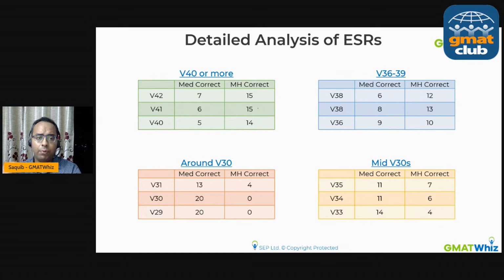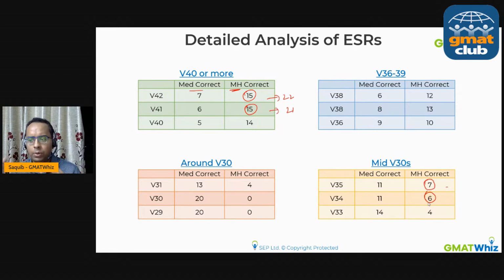So you can understand, to get a V41, 42, you need to get about 21, 22 questions correct, and they are of medium, high difficulty level. And you need to get about 15 medium hard questions correct out of the 36 questions that you're getting. If somebody's looking at the 34, 35, then that's totally fine. You have to just get seven or six medium hard questions correct, because that is the number of medium hard questions that you might get served in the initial few quarters. If you get a few questions wrong also, that's totally fine. They'll start serving you medium questions mostly, and if your accuracy in medium questions is good, then you should be able to ace and end up getting a V34, V33 easily.